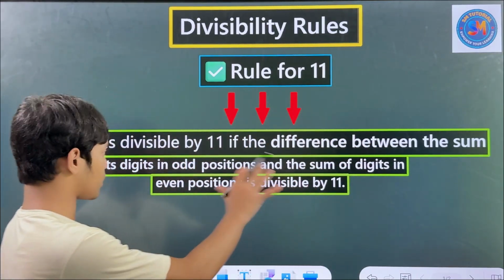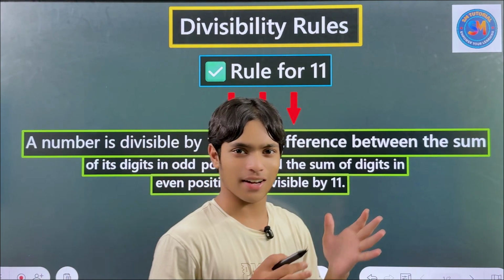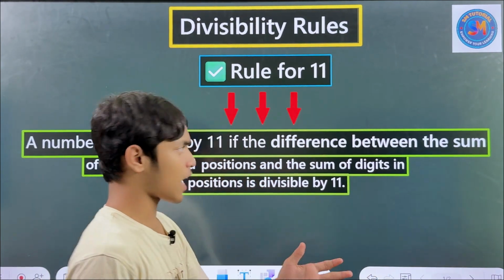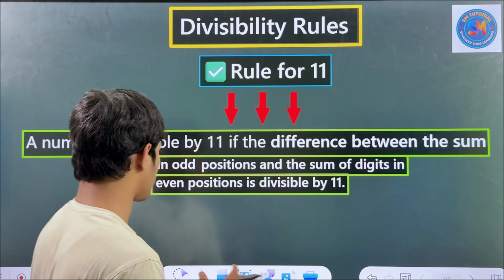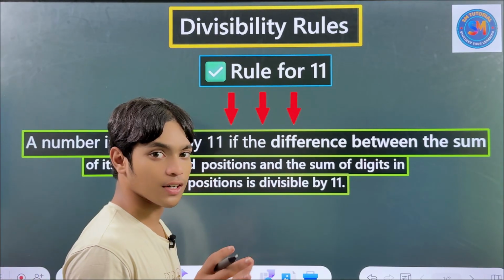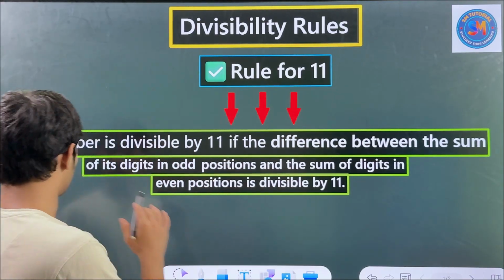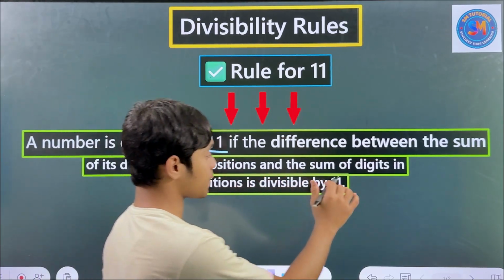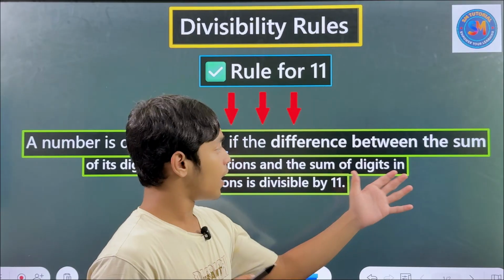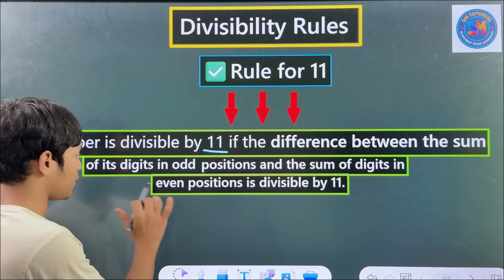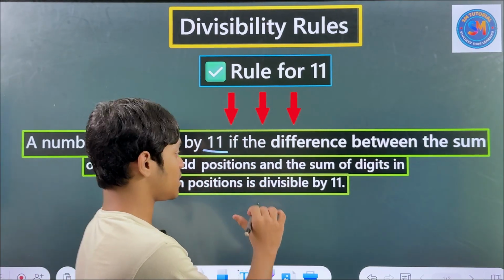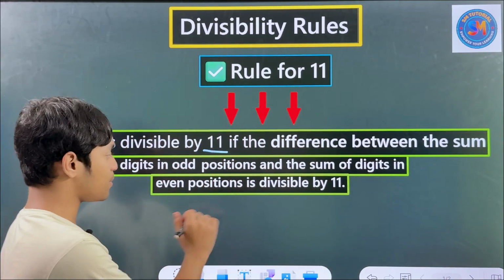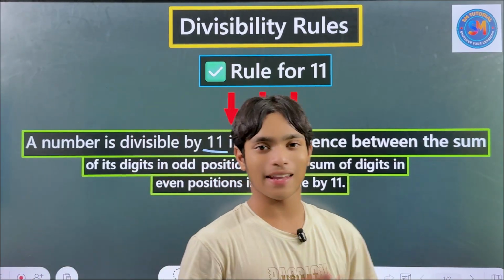Here I wrote the rule. This looks a little large, but I will make sure you understand what this actually is. So let's read it first. What is the rule actually? A number is divisible by 11 if the difference between the sum of its digits in odd positions and the sum of its digits in even positions is divisible by 11.